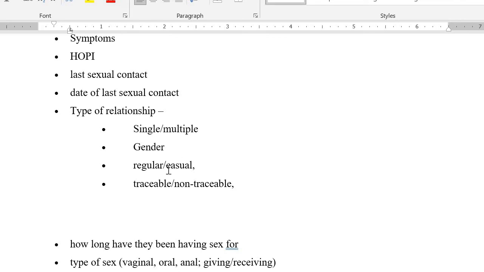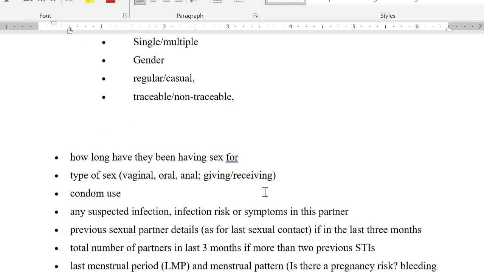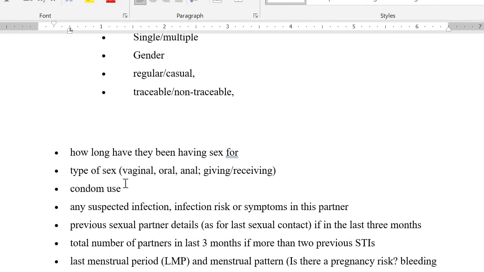Then is it regular contact or casual? For how long is she with the same person? Then is she in touch with these partners or not? So we need to know whether we can trace them or not. Then how long have they been having sex? The type of sex, vaginal or anal, giving, receiving. Then are they using any condoms?